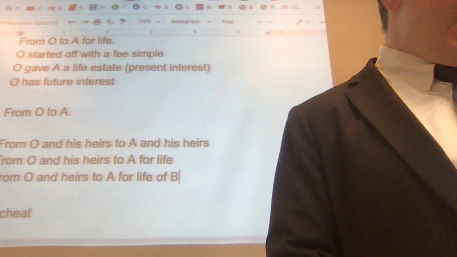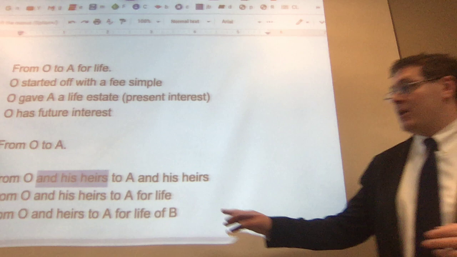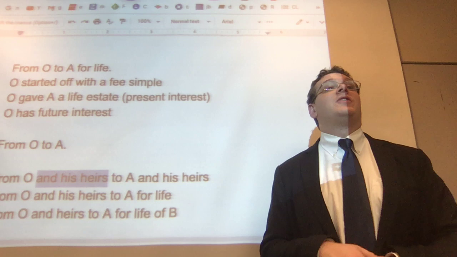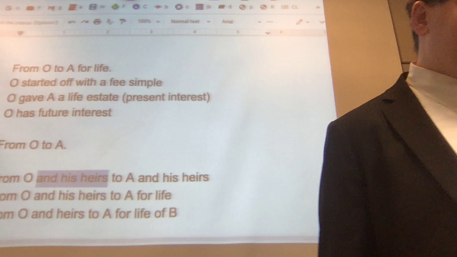Yes. And that's what I was trying to say before. You don't need this language, right? I gave that to clarify, I think, for Marissa a minute ago. But if you just said from O to A and his heirs, that tells you that O has fee simple. It's presumed that O has fee simple. It's presumed that O has heirs. You don't need to say it. I'm giving that just for you for now to make it easier. But in the future, I'm just going to say from O to A for life, and that's all I'm going to tell you.